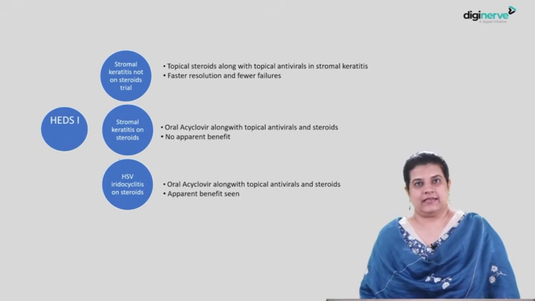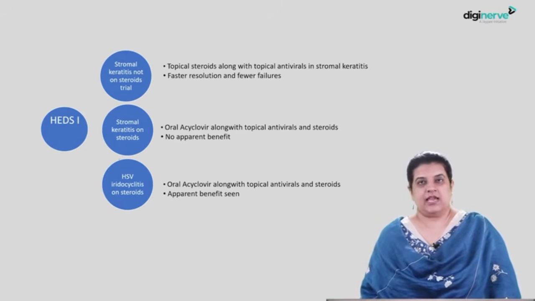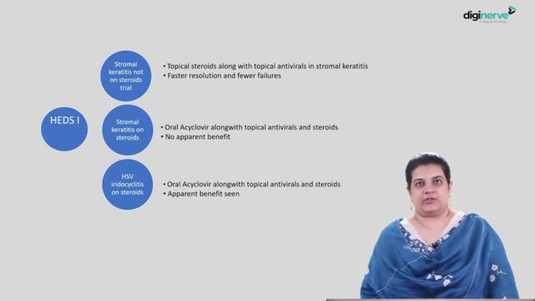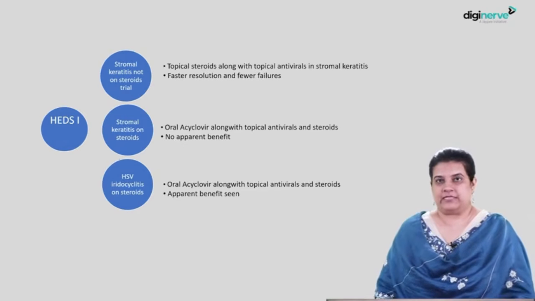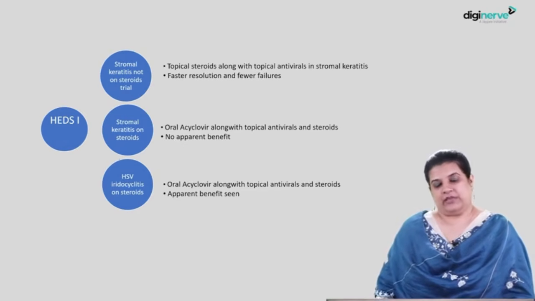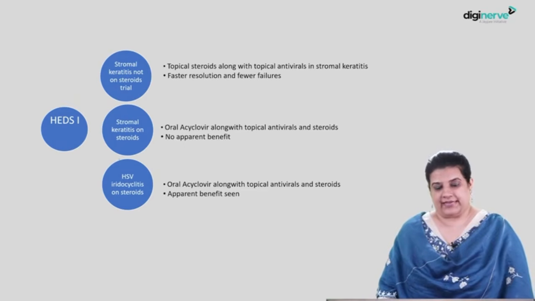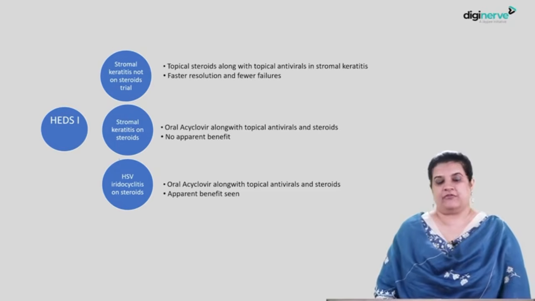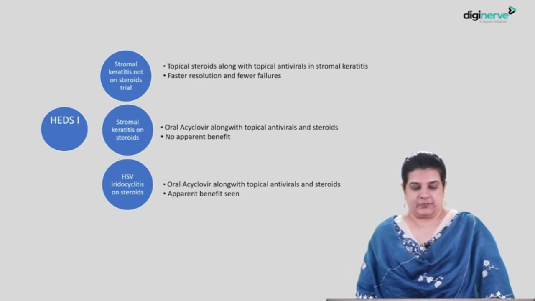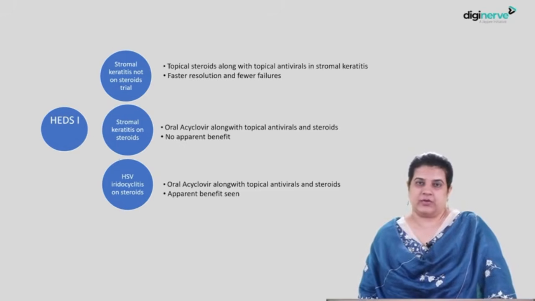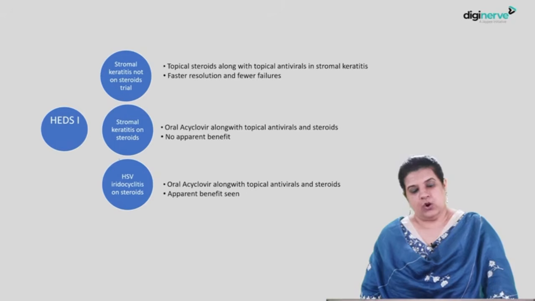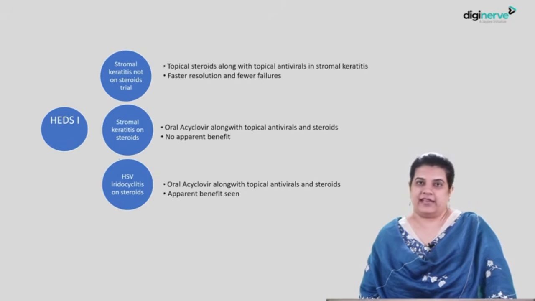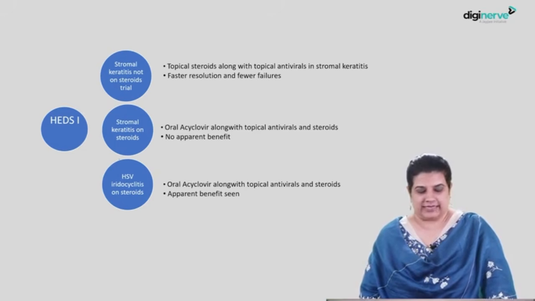So a landmark study, the Herpes Eye Disease Study 1, looked at the role of steroids and of oral acyclovir on patients with stromal keratitis. On patients who were having stromal keratitis but not on steroids, if topical steroids were given along with topical antivirals, it was found that it resulted in faster resolution and fewer failures. On patients who had stromal keratitis and were taking steroids, addition of oral acyclovir along with topical antivirals did not have any apparent benefit. So there was no role of oral acyclovir.